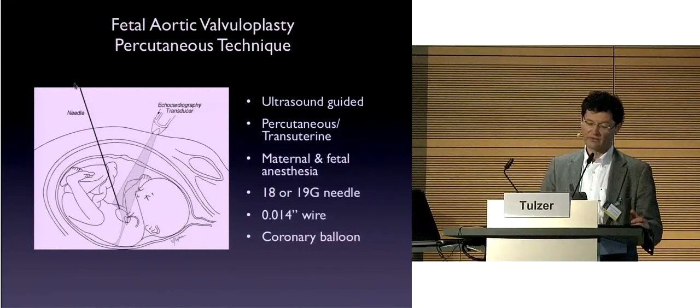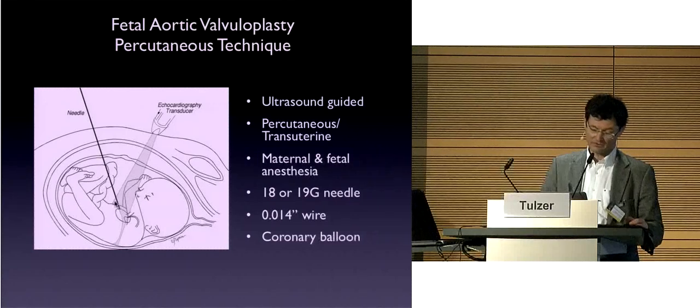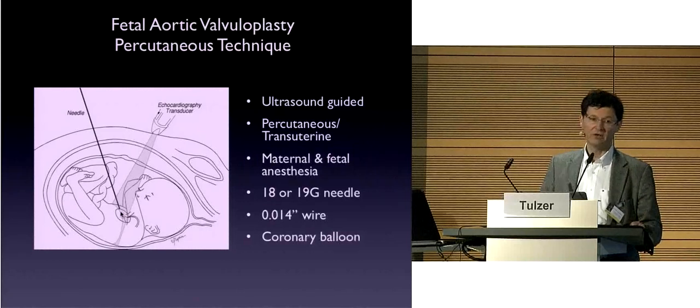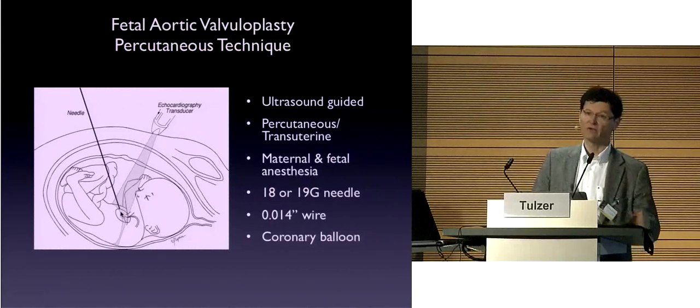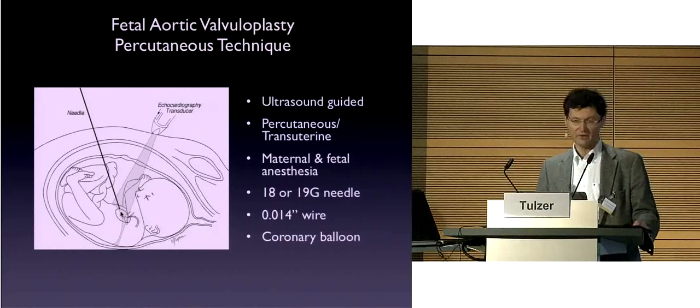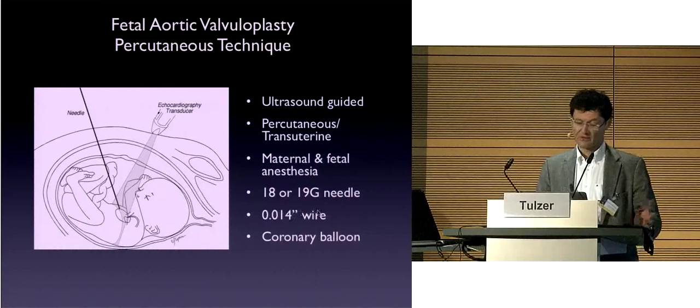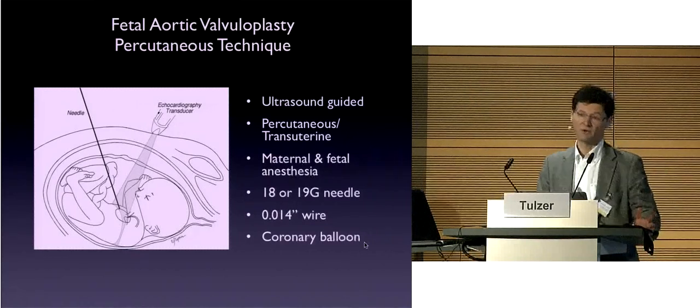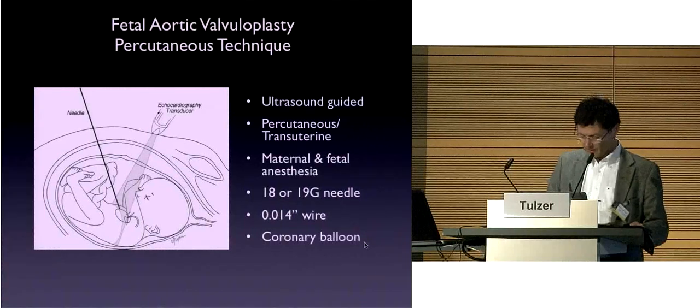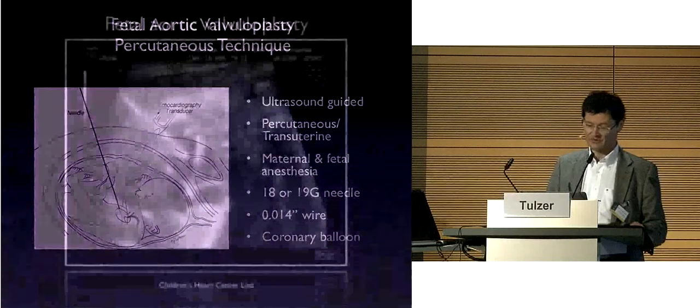That's how this procedure is done. You have a needle that goes percutaneously through the abdomen of the mother, through the amniotic cavity, down through the fetal chest, directly into the left ventricle. Usually we use 18, 19 gauge needles that fit a 3.5 to 4 millimeter standard coronary balloon. We cross the valve using a standard wire and the coronary balloon. We do this under local or general anesthesia of the mother, and then we dilate this valve 3, 4, 5 times and pull everything out and hope that things are fixed.